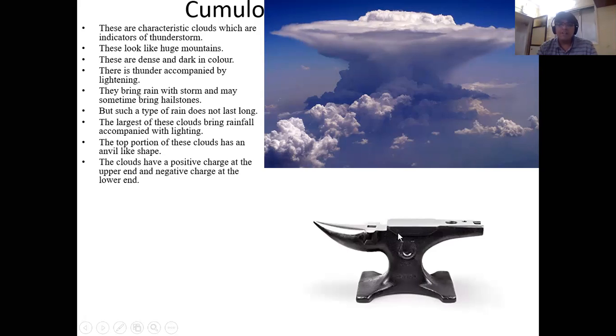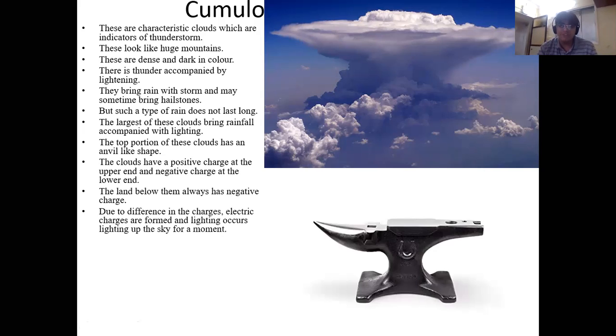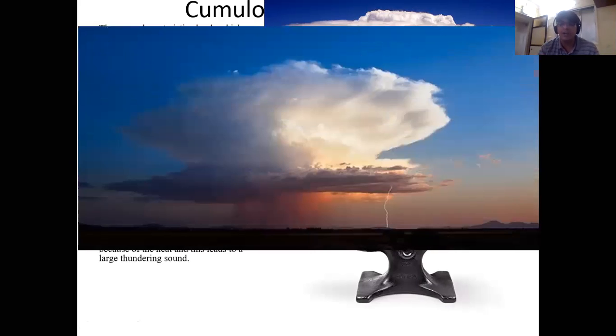The clouds have a positive charge at the upper end and negative charge at the lower end, and therefore electricity can pass through this cloud. The land below them is always negatively charged. Due to the difference in charges, as you have seen in science, a potential difference is created, so current electricity can pass. Electric charges are formed and lightning occurs, lighting the sky for a moment. The air around the lightning rises up because of the heat, and this causes a large thundering, lightning, and rainfall. See, lightning and thundering.